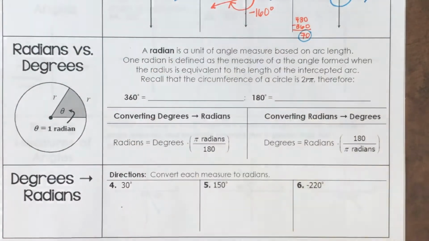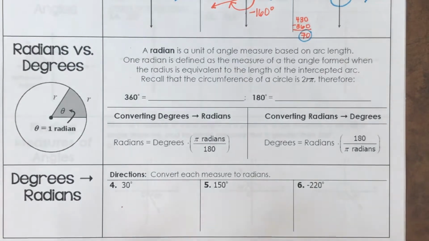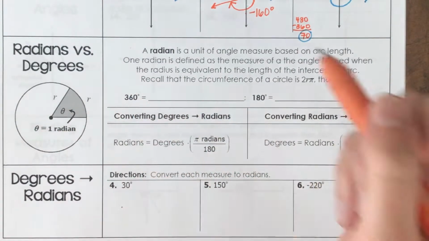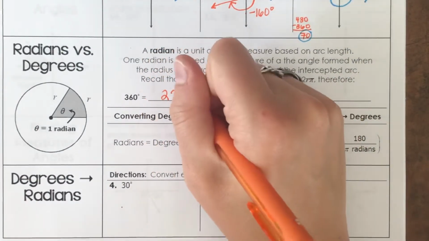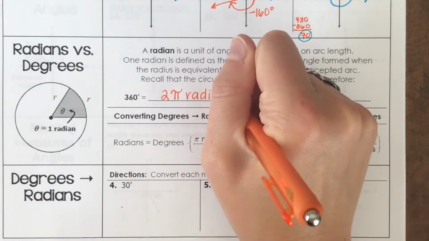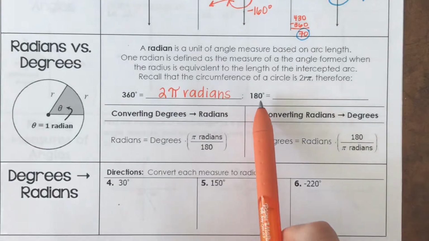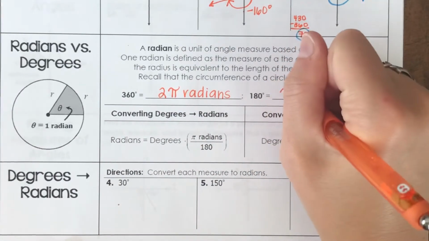So a radian is a unit of angle measure based on arc length. 1 radian is defined as the measure of the angle formed when the radius is equivalent to the length of the intercepted arc. Recall that the circumference of a circle is 2 pi r. Therefore, if I were to go a full revolution, a full circle, 360 degrees is 2 pi radians. 180 degrees is half of that, so 180 degrees is just pi radians.